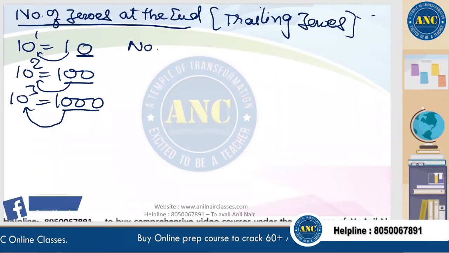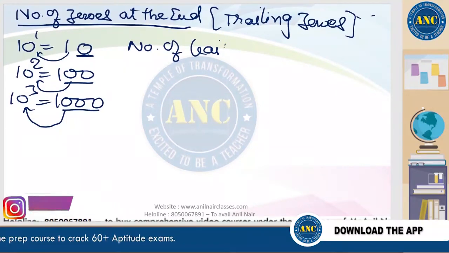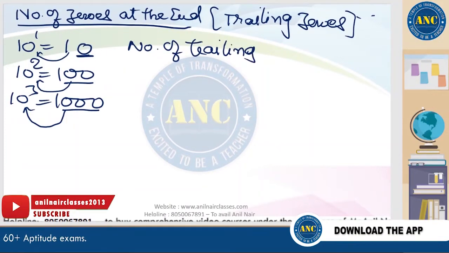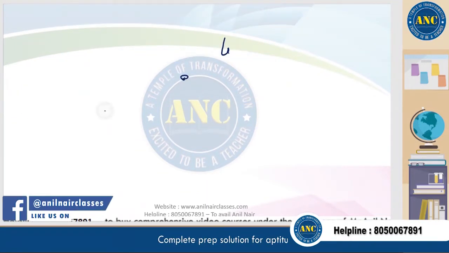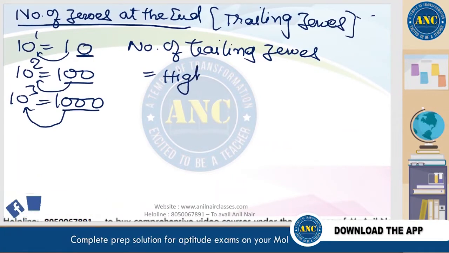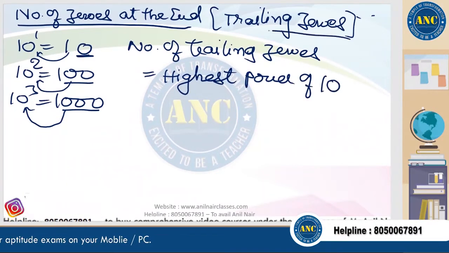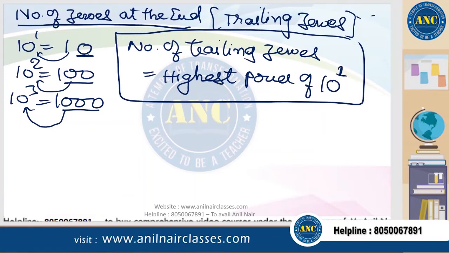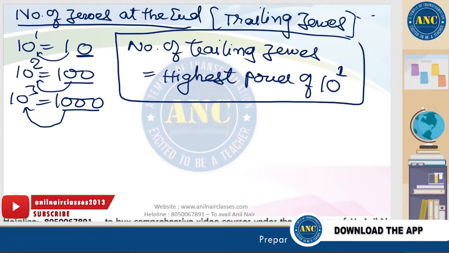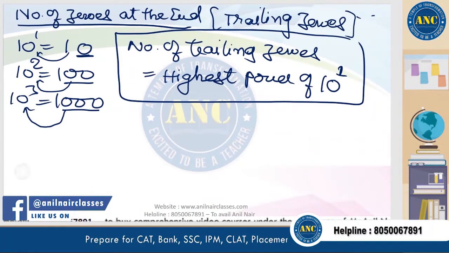Number of trailing zeros. Number of zeros at the end is nothing but the highest power of 10. Listen carefully, sir. Number of trailing zeros is nothing but the highest power of 10. I hope the concept is clear.